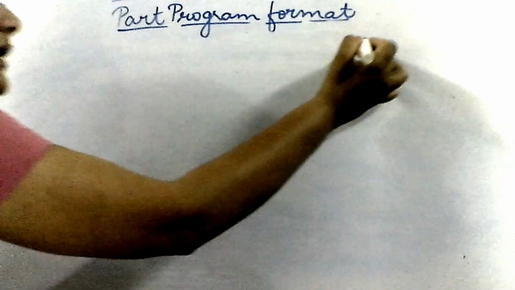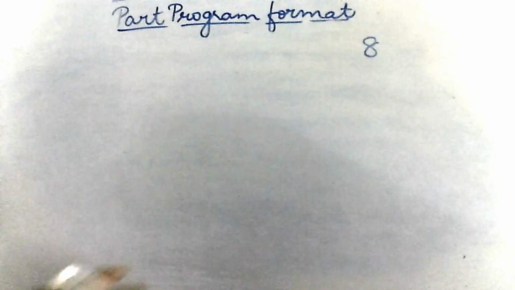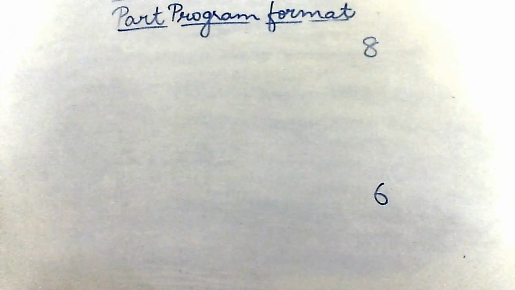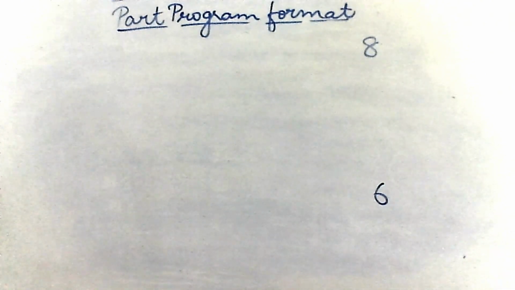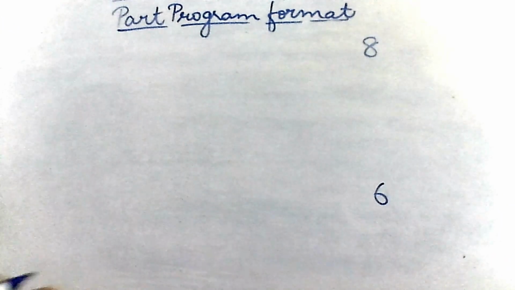Now in our second video, I will discuss the part programming format. There are 8 steps which you are going to write commonly in all CNC programs at the start, and there are 6 steps which you are going to write at the end in all CNC programs. So 8 steps in the beginning and 6 steps in the end are the same for all CNC turning operations.